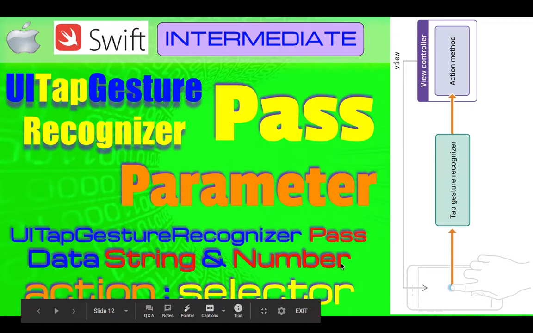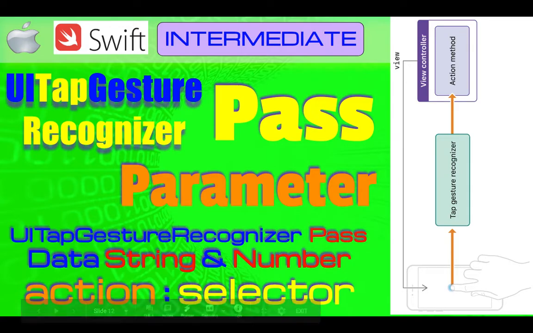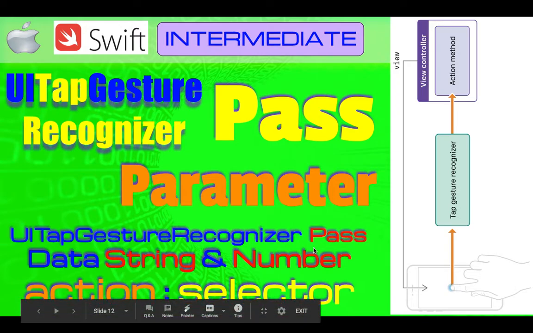Hey guys, welcome back. Today we are going to find out how we can pass a parameter with UITapGestureRecognizer. All of us know that when we use UITapGestureRecognizer, we can call a function on any event. But we know that we cannot include a parameter in there. So the question is, how can we pass data?